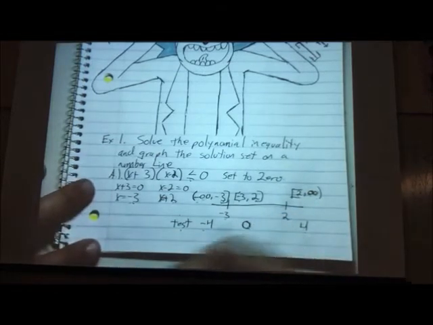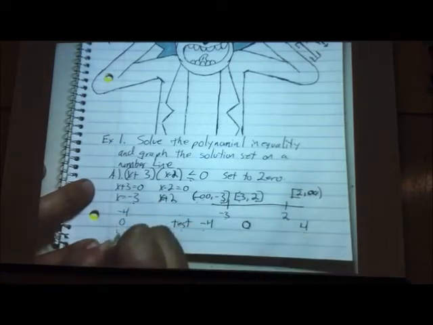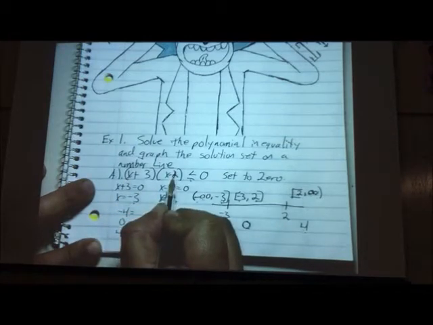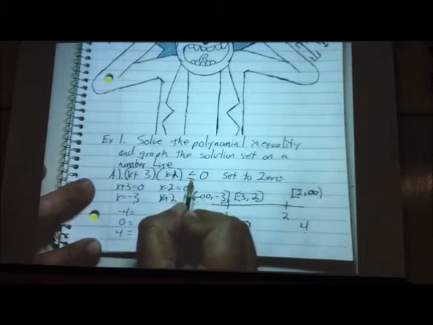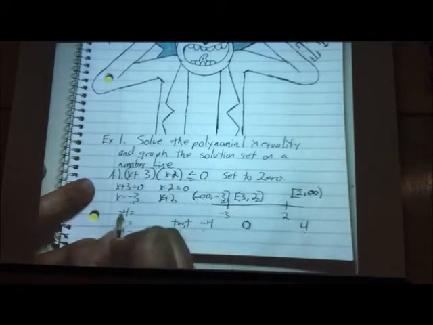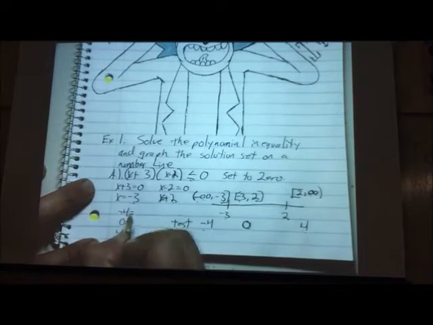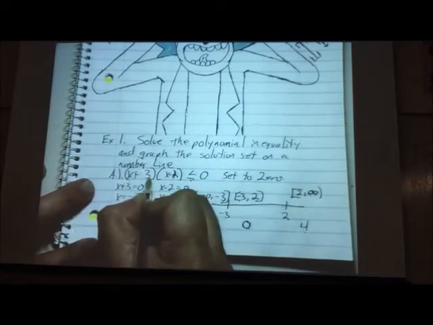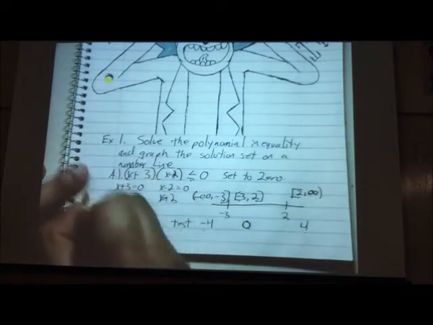So our test is based off of negative 4, 0, and 4. To test them, we need to plug in these numbers into our x and see if the answer is less than or equal to 0. The first one is negative 4. Negative 4 plus 3 is negative 1.